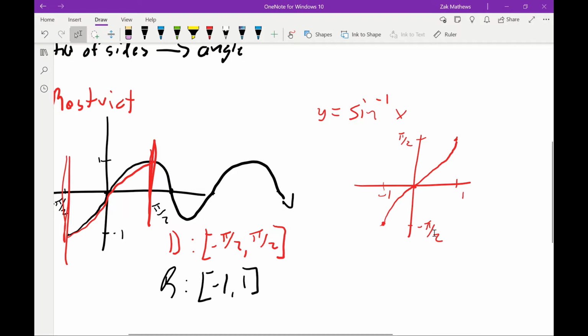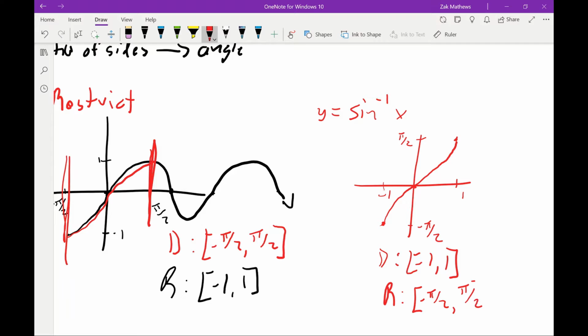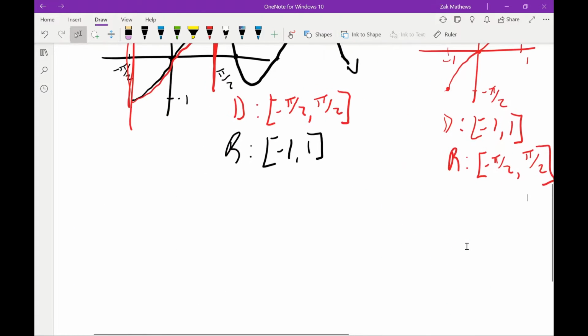So we can see the inverse sine function's domain goes from -1 to 1. Its range goes from -π/2 to π/2, simply switching what we had from before. We'll do some examples with these more in a second.